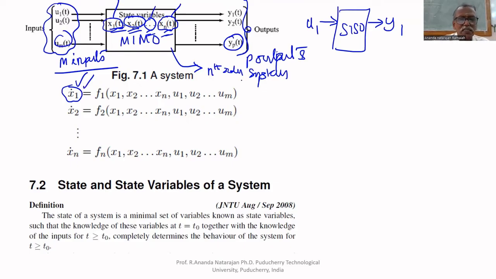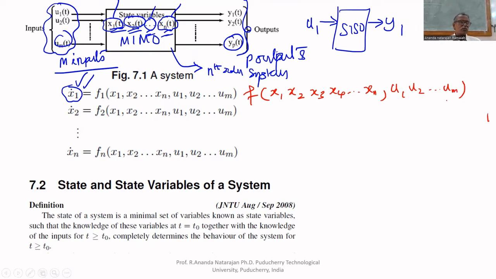That can be written as a function of all state variables, x1, x2, x3, x4, etc., xn, and all inputs. What are the inputs? How many inputs? The m inputs, u1, u2, etc., um. x1 dot can be written as a function of x1, etc., xn, comma, u1, etc., um, like that we can write.